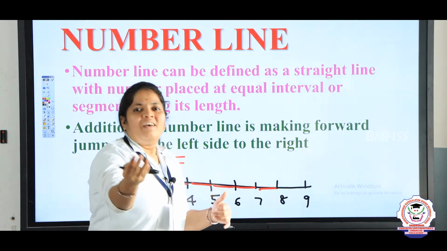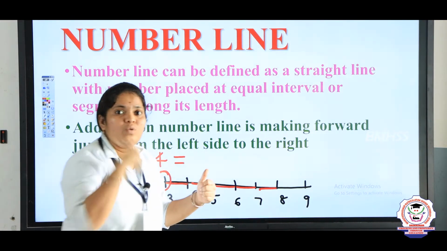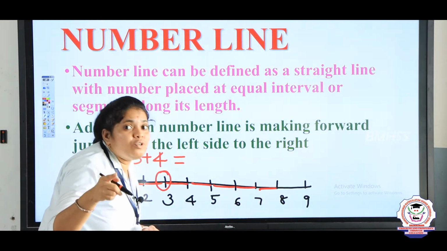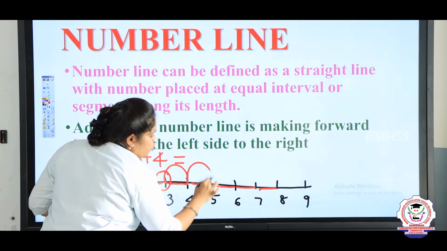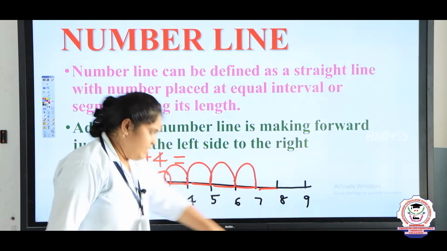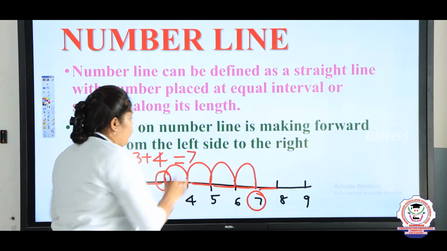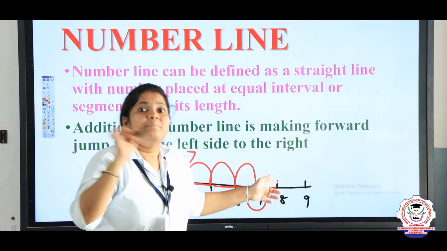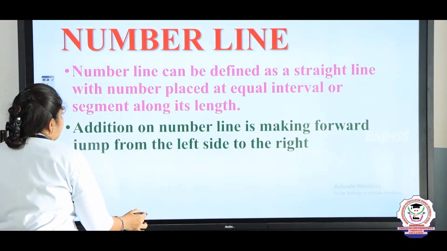Tell me. Very good, Sandra. It's towards the forward because for addition we use only the forward jump. That is right. So, how many jumps do we need to jump? Very good. We need to jump 4 jumps. 1, 2, 3 and 4. So, our answer is number 7. Very good. When we add 3 plus 4, we get the sum as number 7. Fine, superb.